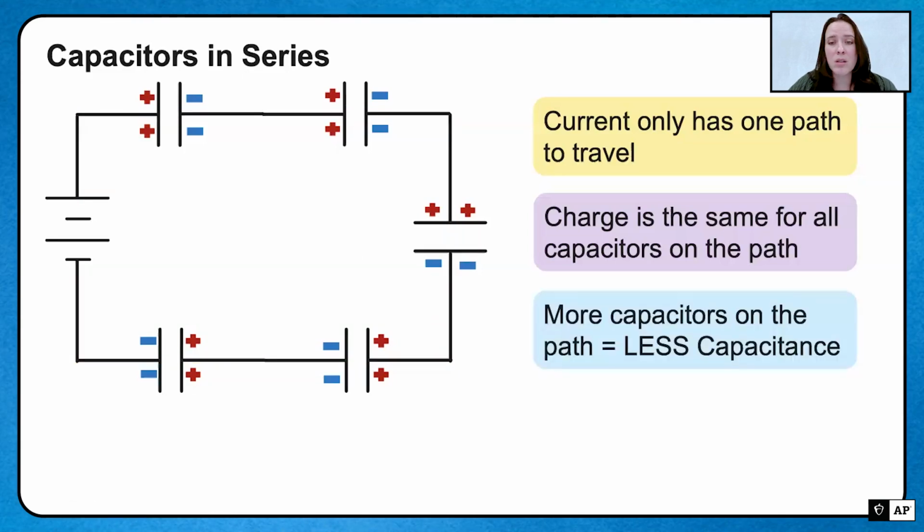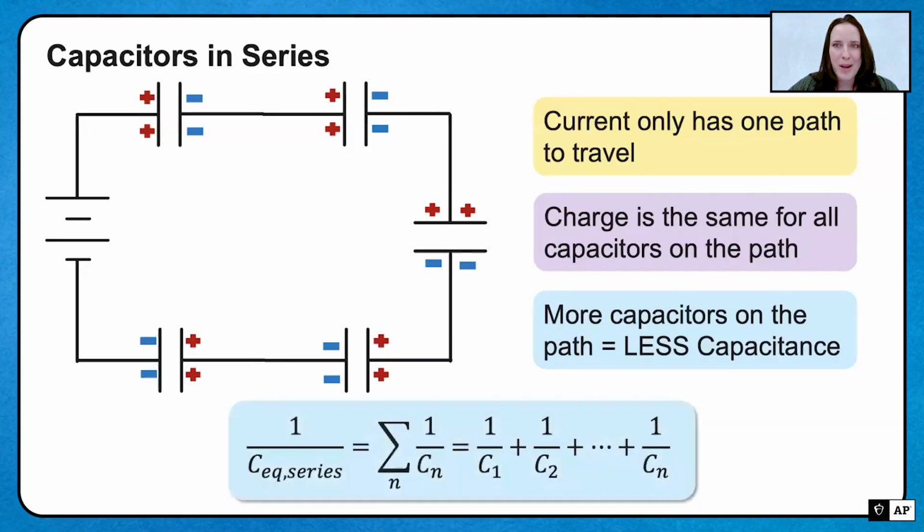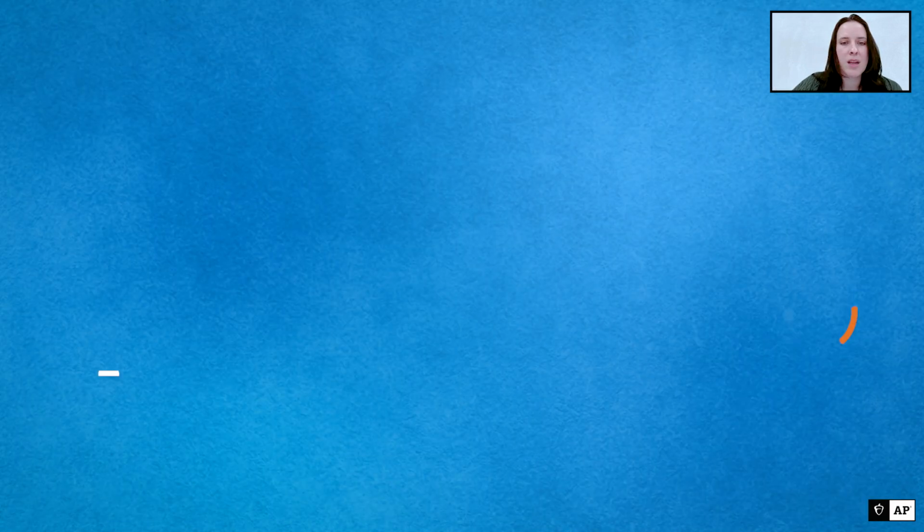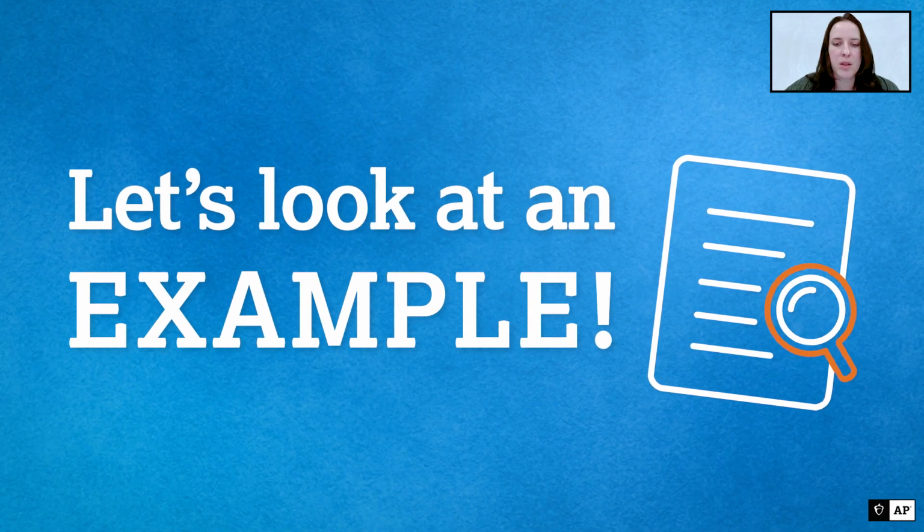As a result, when we have more capacitors on this path, instead of adding to the capacitance like we expected for resistors, it actually decreases our capacitance, because we're not able to store as much charge because of all of this in-between balancing. This means our equivalent capacitance in series is the one where we add up the reciprocals. So it's the opposite of resistors. Don't get confused.